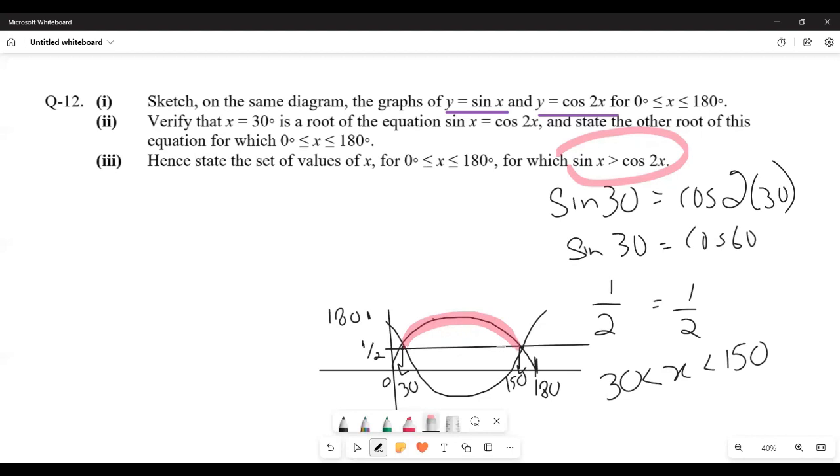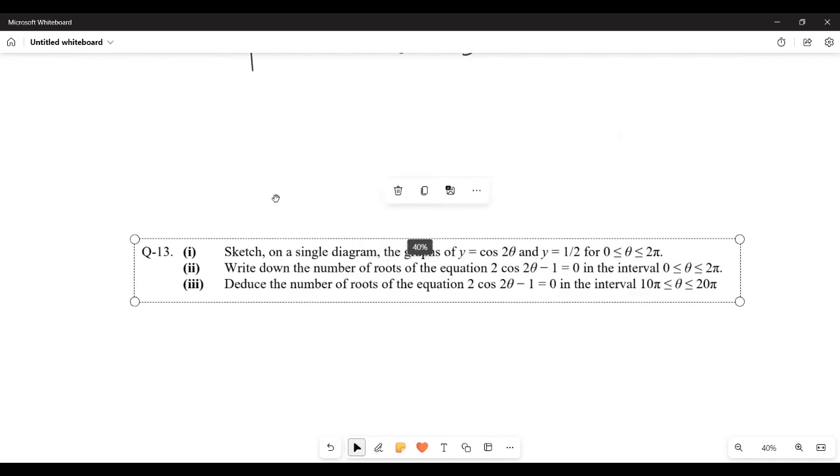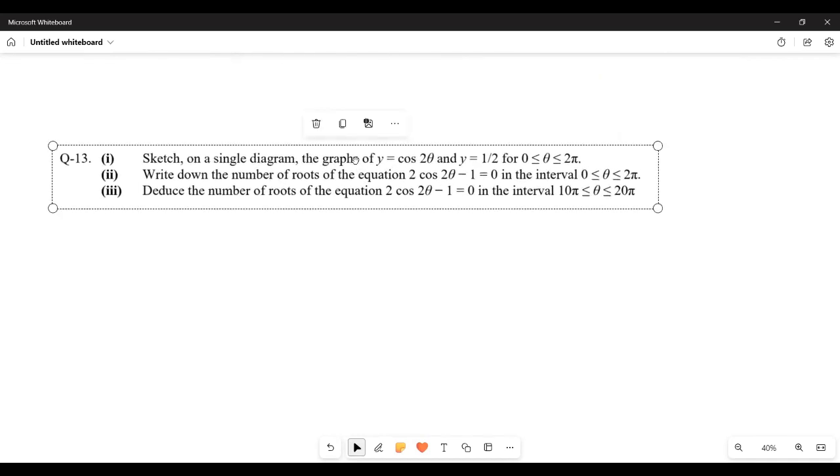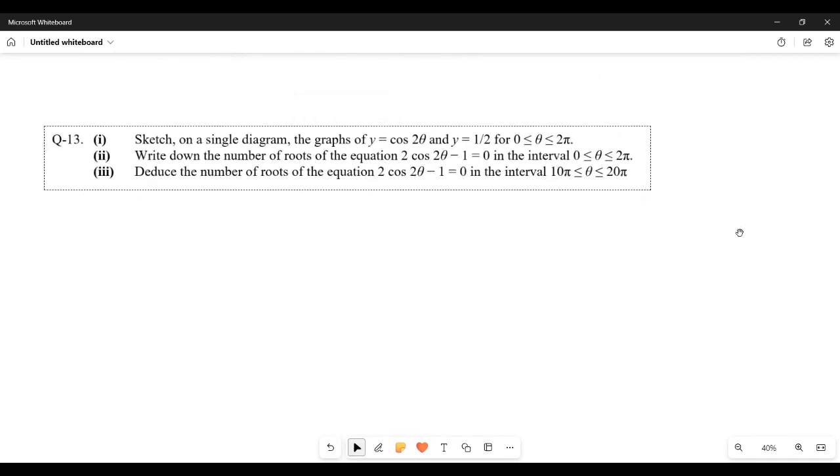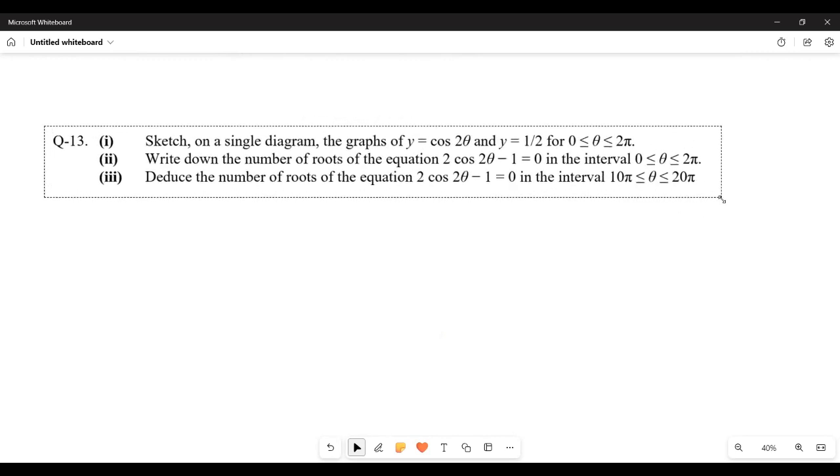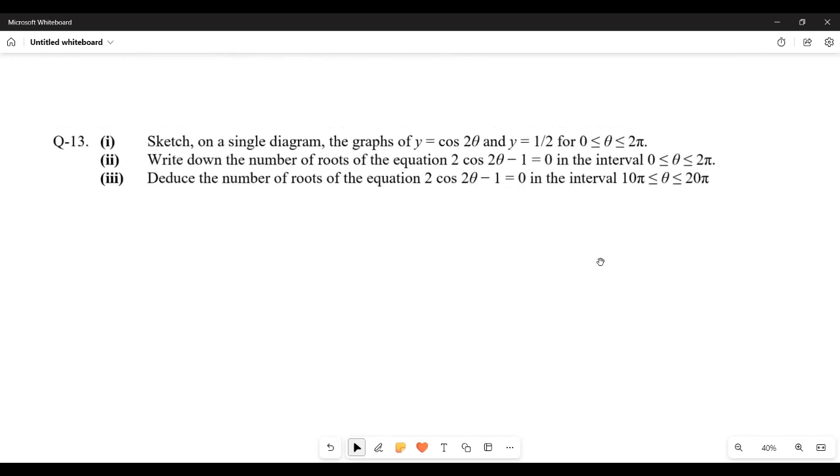Question 30. Sketch in a single diagram the graph of y equals cos 2 theta and y equals half for 0 to 2 pi.